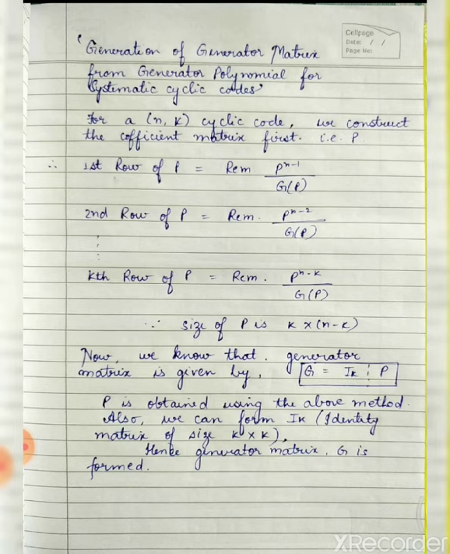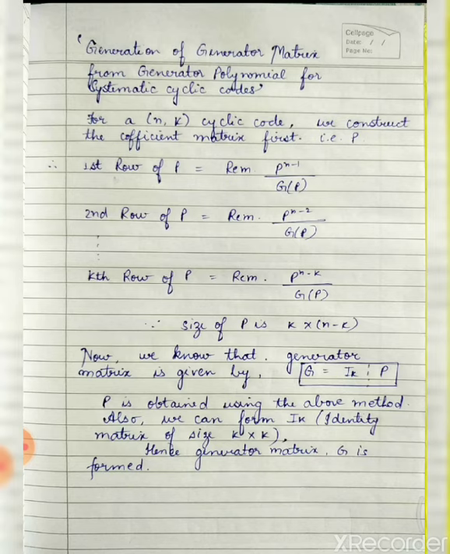How can we find out the coefficient matrix P? Let's see. For the first row of coefficient matrix P, we will use the formula: divide x to the power n minus 1 by the generator polynomial G(x), and whatever will be the remainder, that remainder will come in polynomial form. That polynomial will be converted into bits form, and then we will get the first row of P.